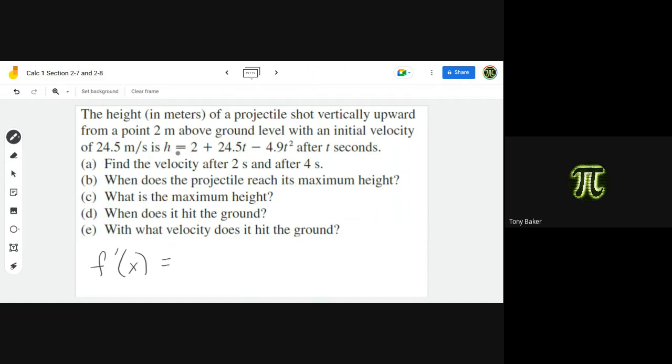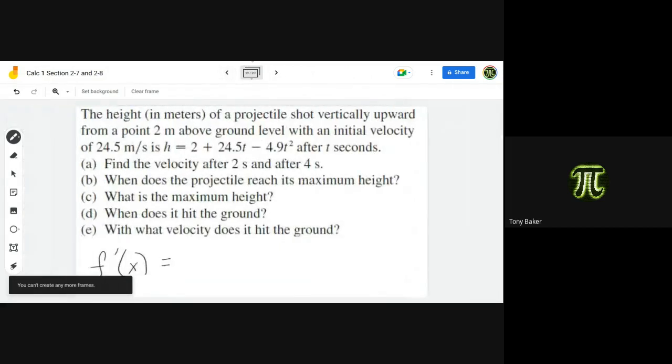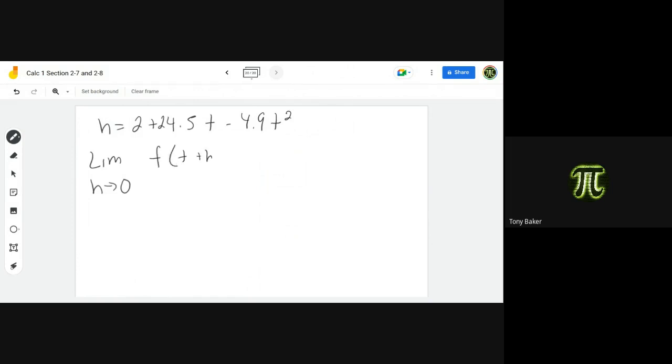So right now you use, actually I'll rewrite it over here just so you see it. 2 plus 24.5 t minus 4.9 t squared, and you're going to use your limit as h goes to 0 of f of t plus h minus f of t over h. So you can use that equation.